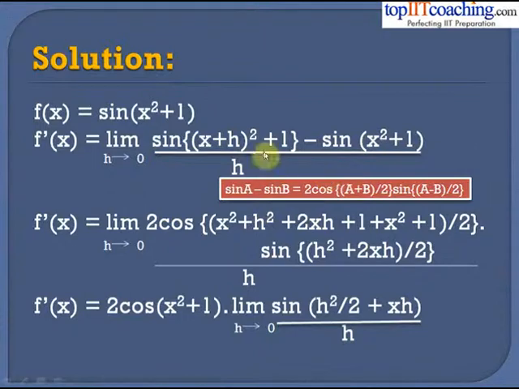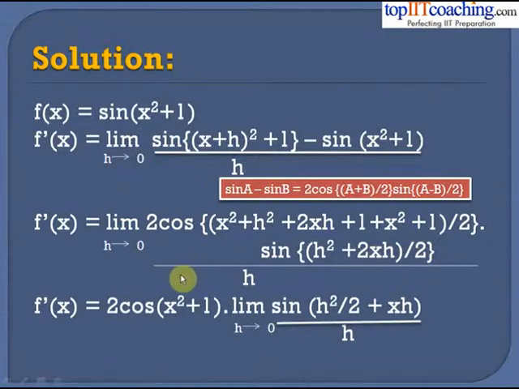Now we use this identity here and get the expression as 2 times cos of (x square plus h square plus 2x into h plus 1 plus x square plus 1) whole divided by 2, into sine of (h square plus 2x into h) divided by 2.